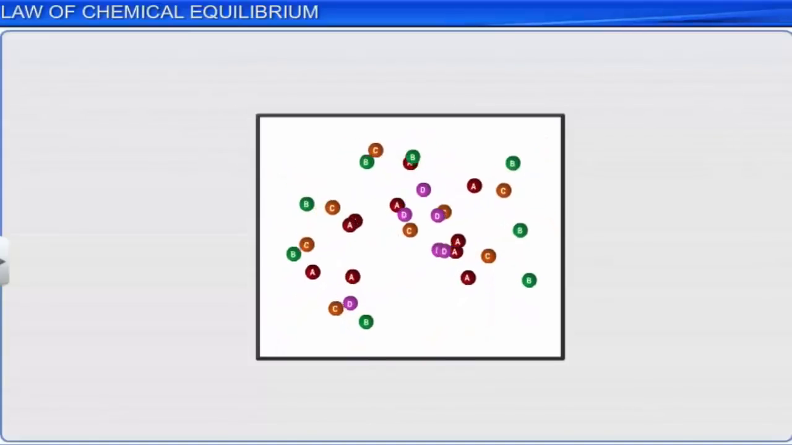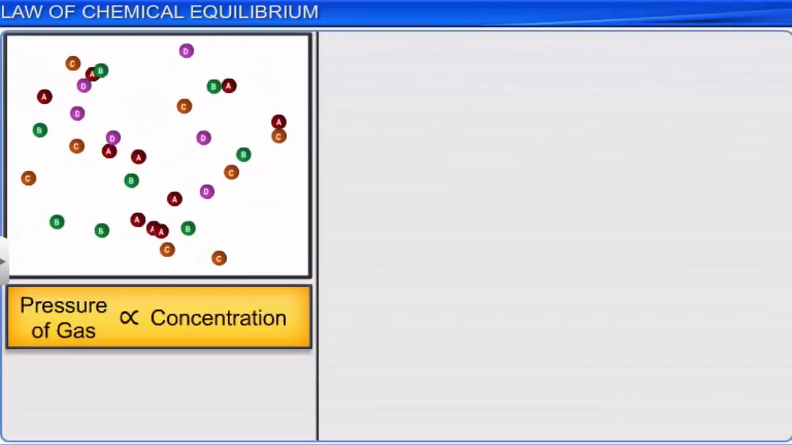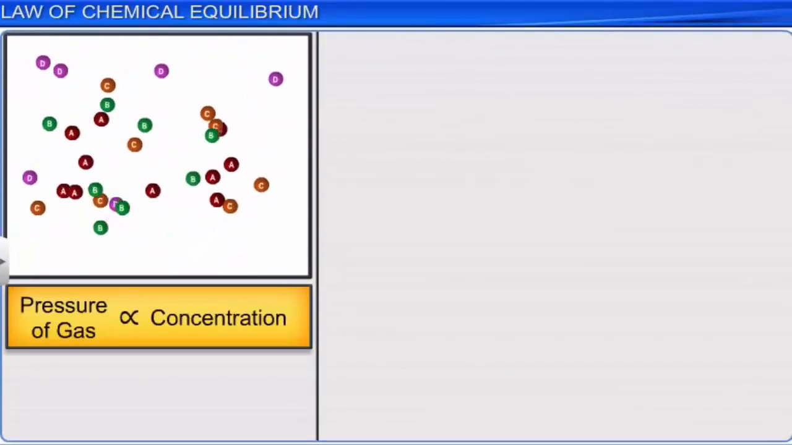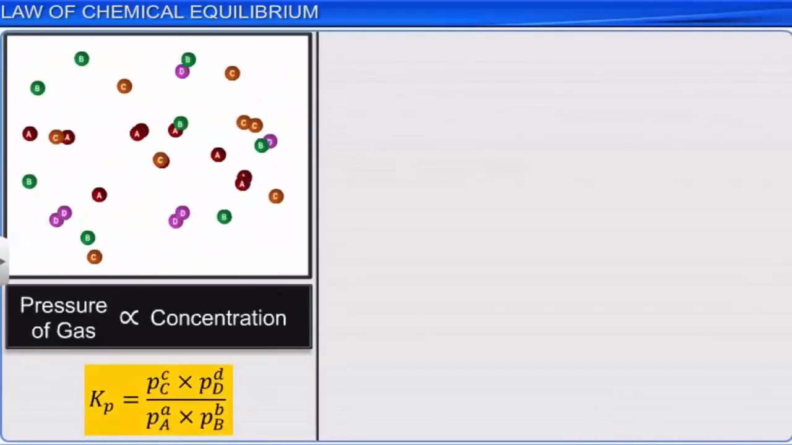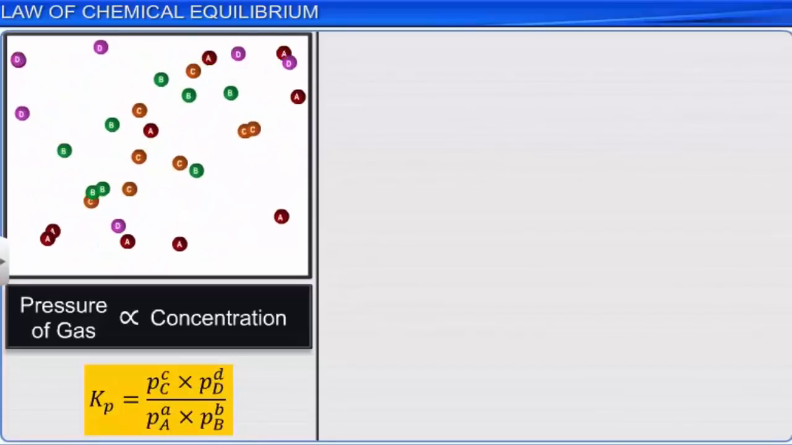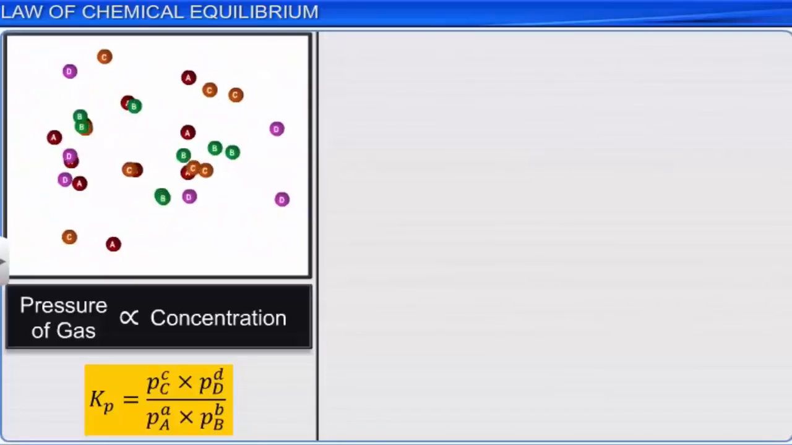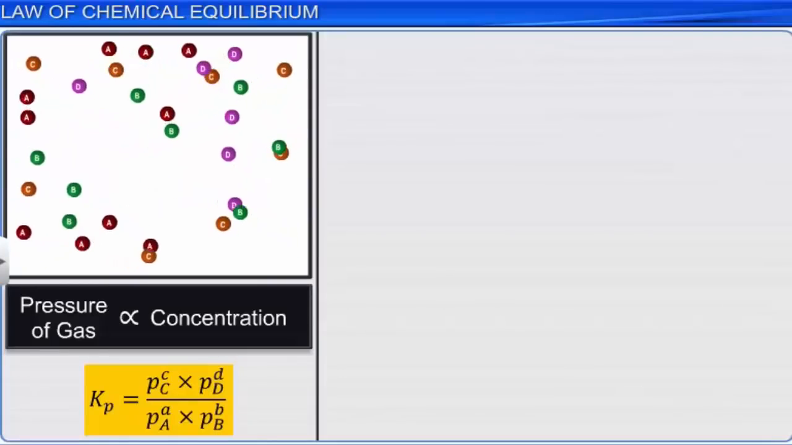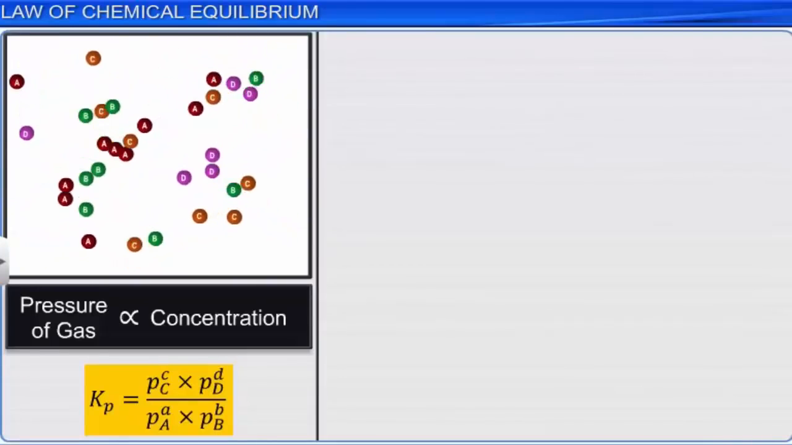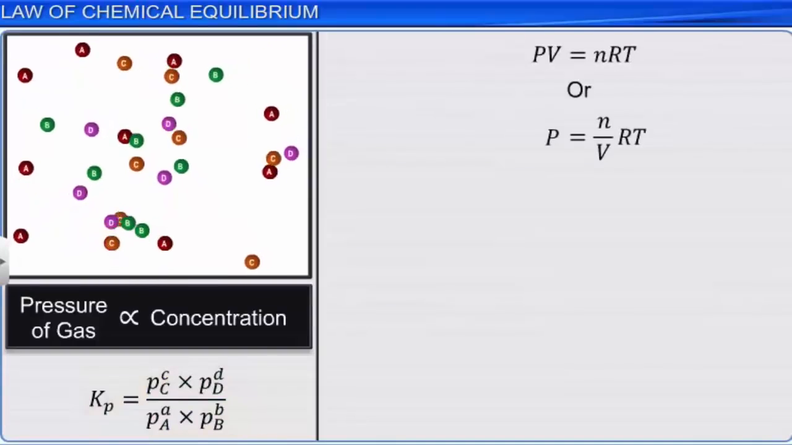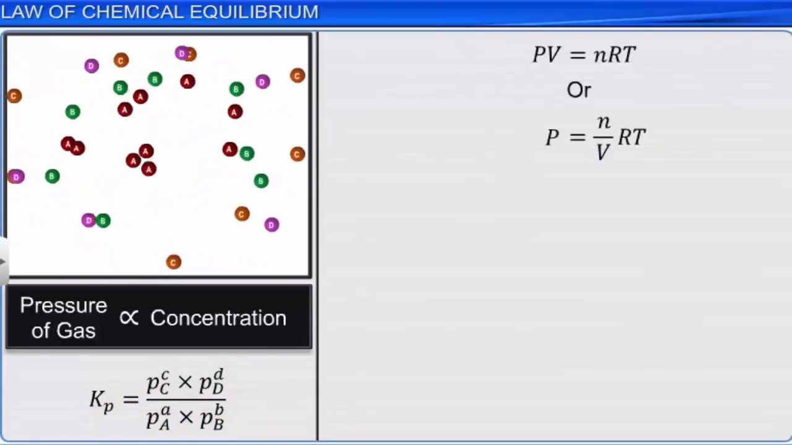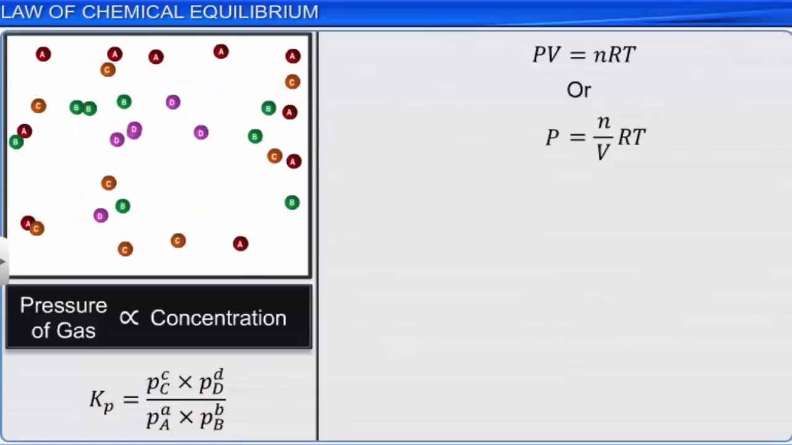The equilibrium constant in gaseous systems. For gases at constant temperature, the pressure of the gas is proportional to its concentration. Hence, for a reversible reaction involving gases, the equilibrium constant is conveniently expressed in terms of partial pressures of the reactants and products in place of molar concentrations. Let us now see how the pressure of a gas at constant temperature is proportional to its concentration.